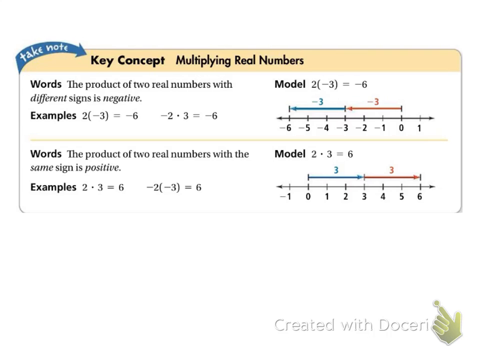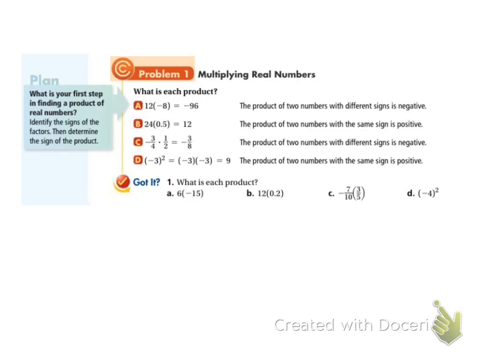When we multiply two numbers with the same sign, we get a positive answer. So if we multiply two positive numbers together, we get a positive number. And if we multiply two negative numbers, we get a positive number. Okay, so let's just jump down to the got it and give this a try ourselves.